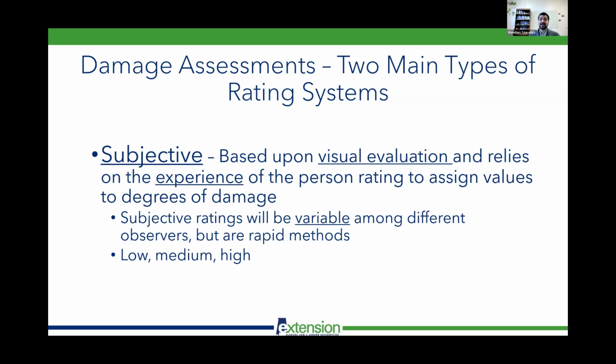So, for example, a lot of times we do stuff with drought. And so being able to classify whether drought's occurring, sometimes we use subjective measures like that, combined with some objective ratings as well. And so if we see something like low, medium, or high, that's going to tell us that we're dealing with a subjective measure.